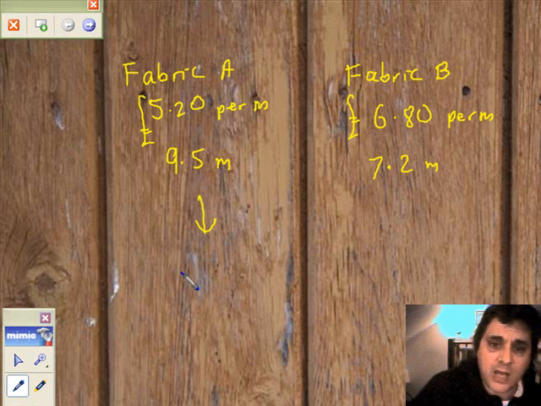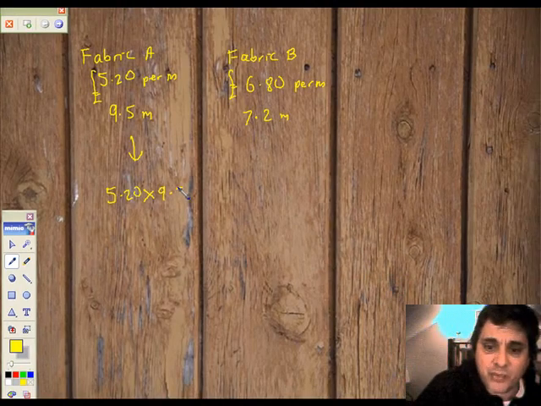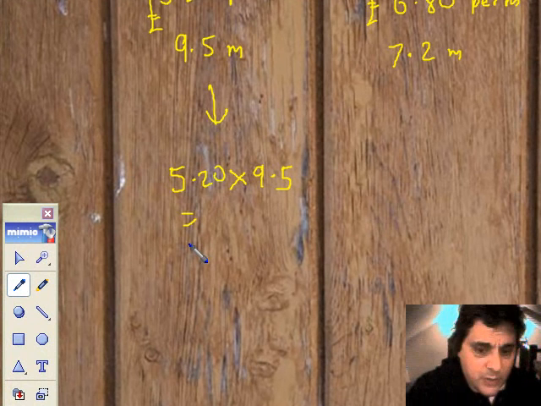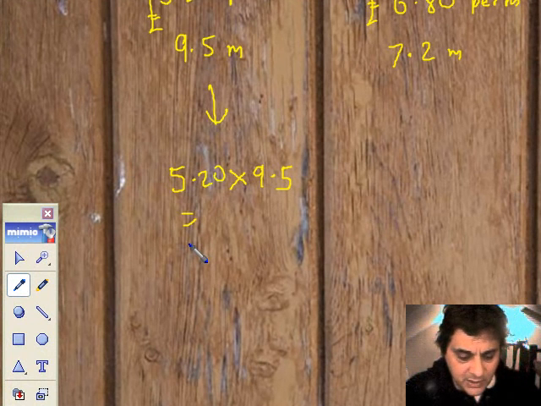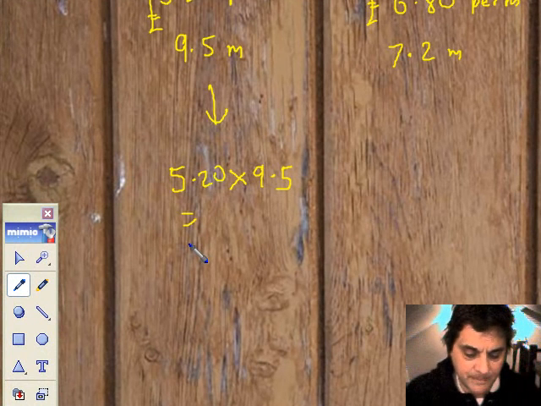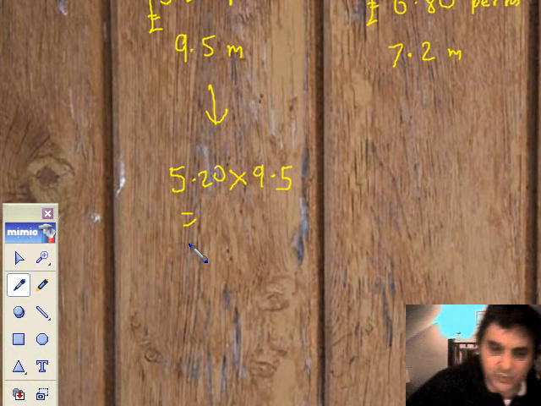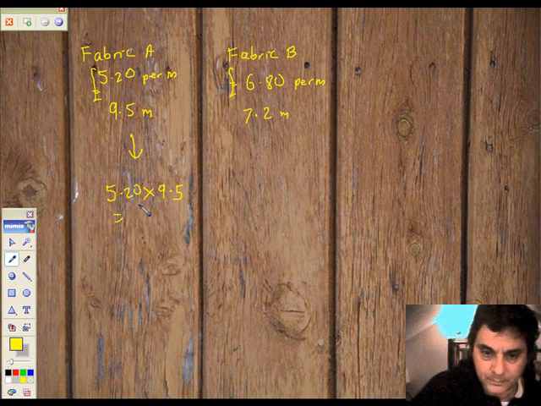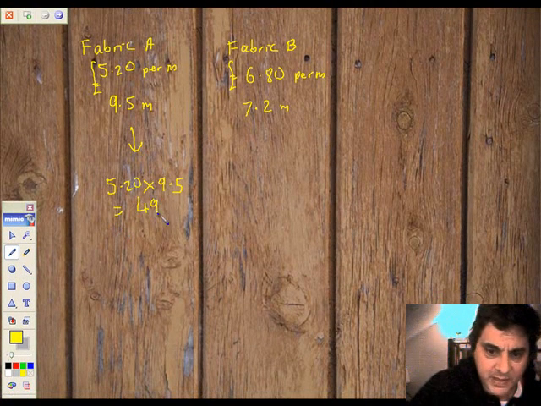If we go down here, she's going to pay £5.20 for every metre, therefore multiply by 9.5. Get the answer in a minute. Grab a calculator, we'll do it straight away. So on my machine, just to prove to you I'm using a calculator, there it is. I'm going to go 5.20 multiplied by 9.5 metres, and I'm getting £49 and 4 at the end.